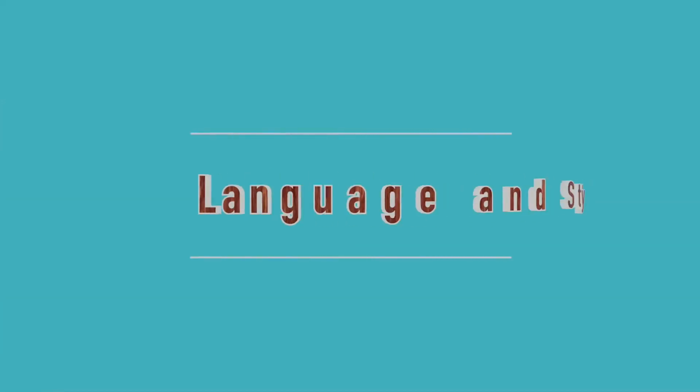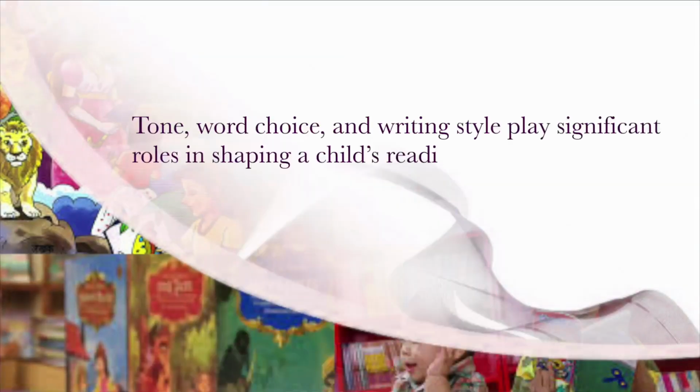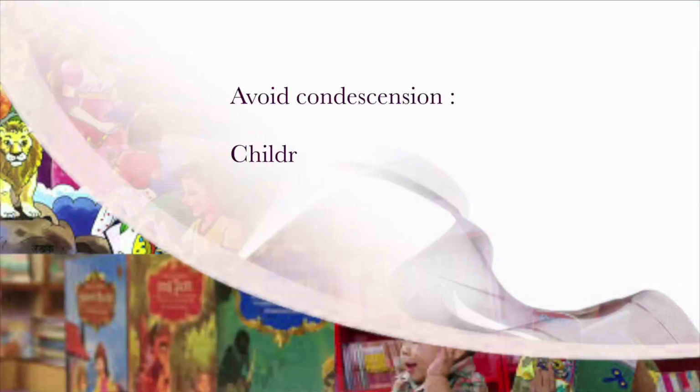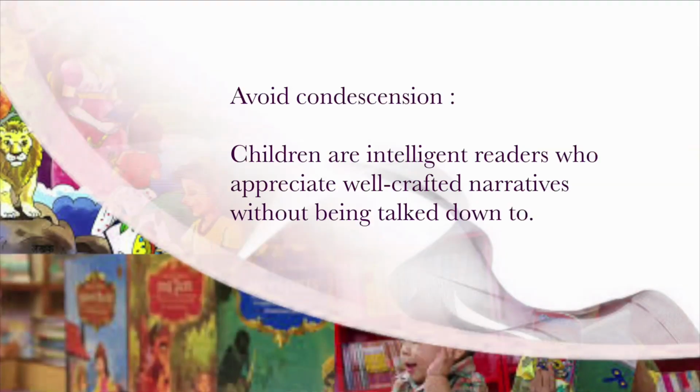Language and style. The language of children's literature should be carefully crafted to suit the audience's developmental stage. Tone, word choice, and writing style play significant roles in shaping a child's reading experience. Guidelines for language use. Children are intelligent readers who appreciate well-crafted narratives without being talked down to.